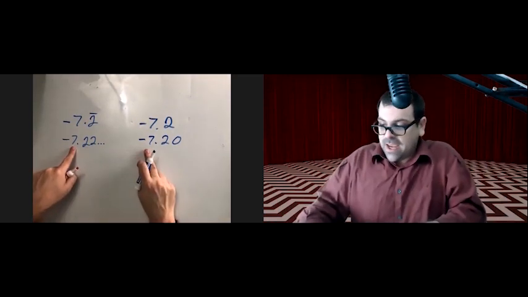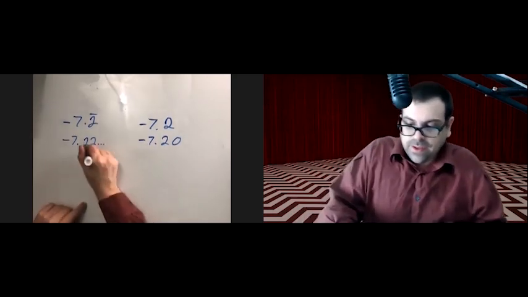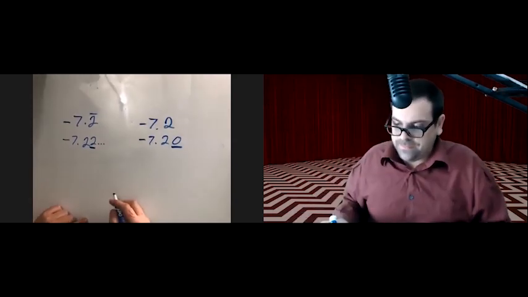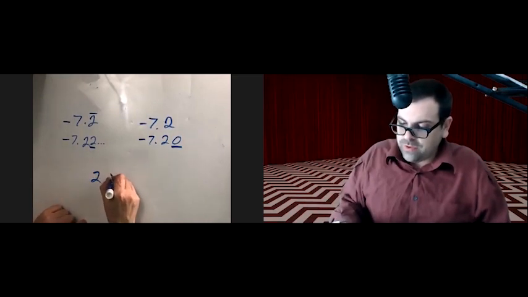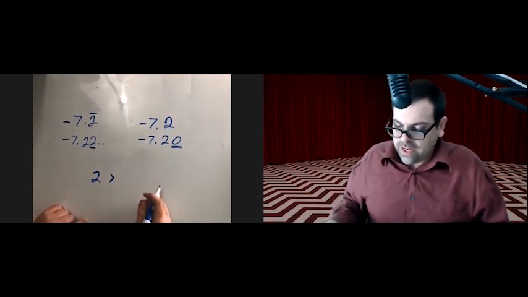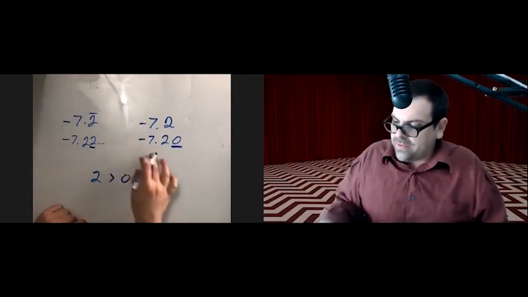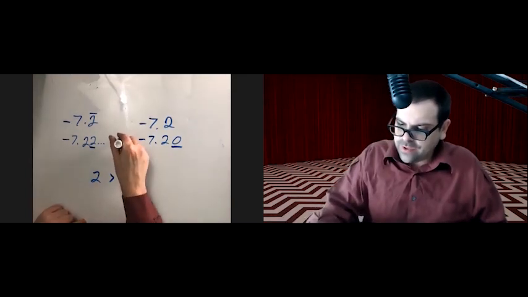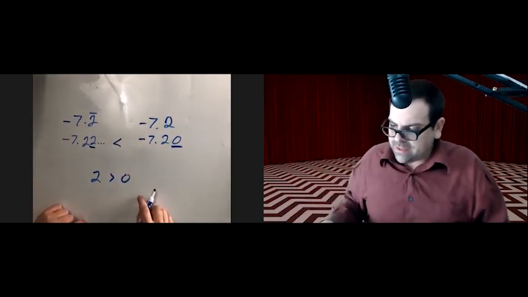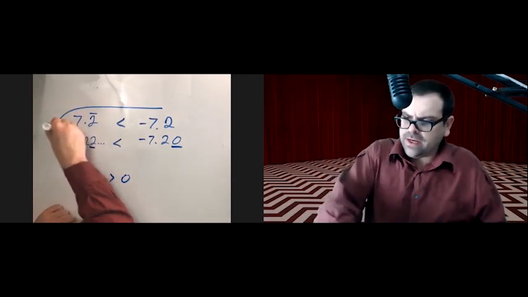So same sort of thing. The 7s are the same. The 2s are the same. This is the first place we're different. Normally, 2 would be greater than 0, but we're on the negative side, which means the negative 2 is actually going to be less than the 0. And that means we have less than here.